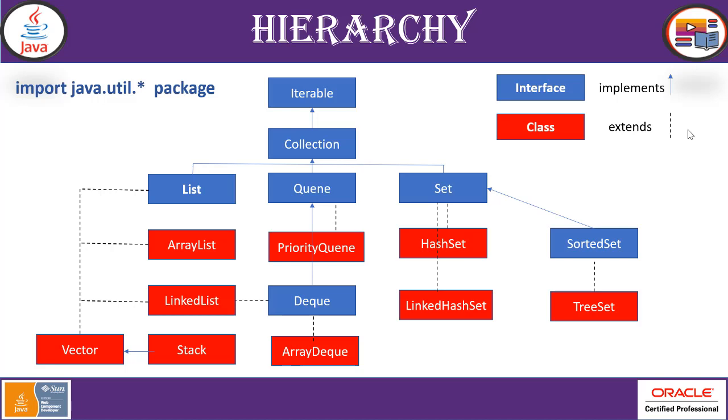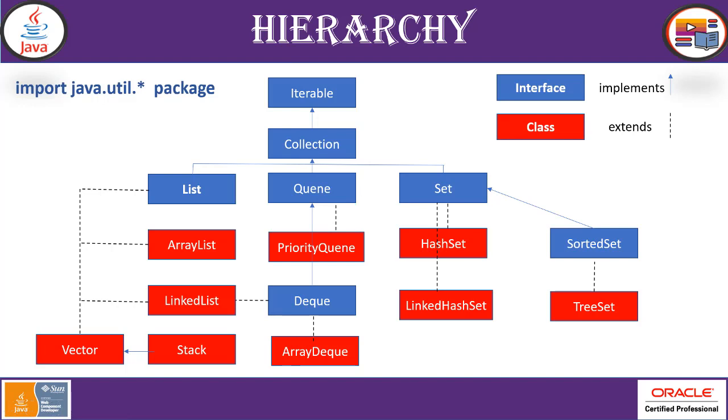The collection framework is provided in Java in the form of an API where you have the topmost interface called Iterable. You can see the blue blocks are the interfaces and the red blocks are the classes. You can see the bold arrow denotes implements and the dotted ones denote extends, since it is a class. The topmost interface Iterable is implemented by Collection.